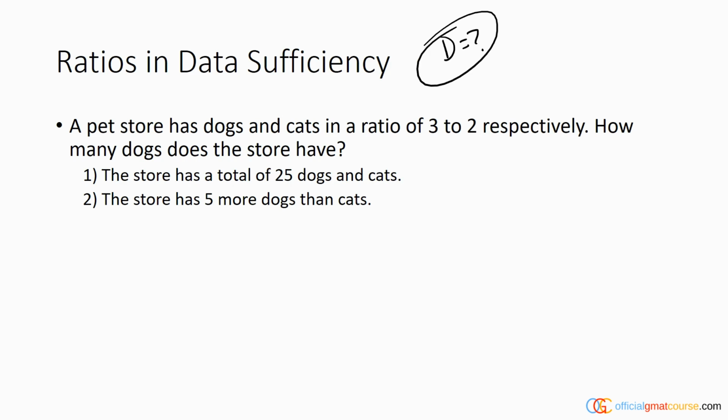So we're currently looking for dogs equals question mark. Okay, so we know dogs to cats is in a ratio of 3:2. And as we just reviewed in the last video, we think about that as being really 3x to 2x, which means the total, if you add those two together, is going to be represented by 5x. And statement 1 doesn't tell us anything about dogs or cats, but it does tell us that the total of dogs and cats, when you smash them together and include them in one number, is 25.